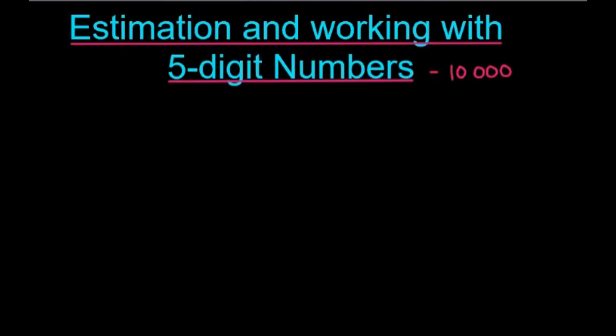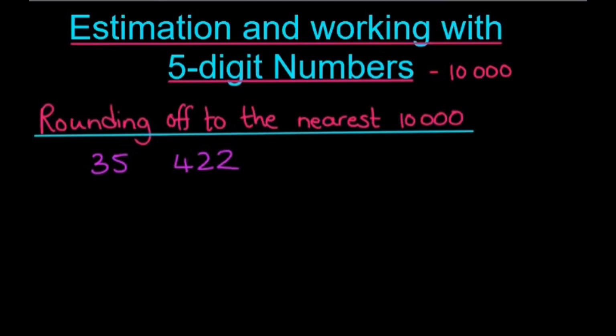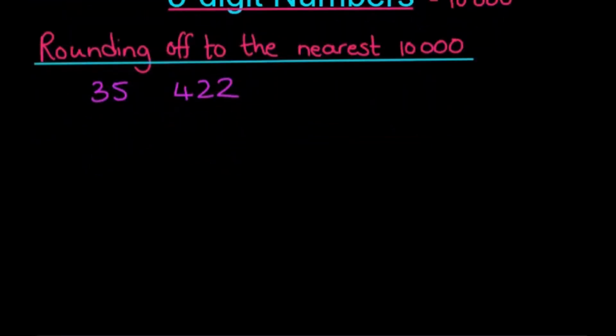In order to do estimation, we need to know how to round off to the nearest 10,000. So take this number, 35,422. I'm going to show you a few steps on how to round off to the nearest 10,000. And for this video, I'm going to be dividing each of the numbers into its groups. So we need to look at the thousands. So we have 10,000s, thousands, hundreds, tens, and units.